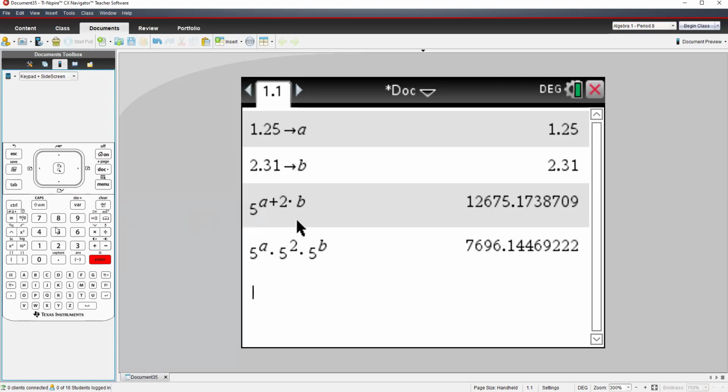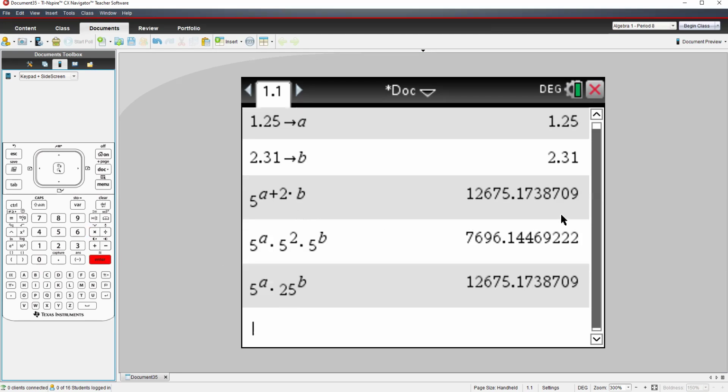Let's go to the next one. It's going to be 5 to the A power times 25 to the B power. And then I press enter. Oops, got a winner. There you go. They match exactly. So that means these two exponentials are equivalent to each other.